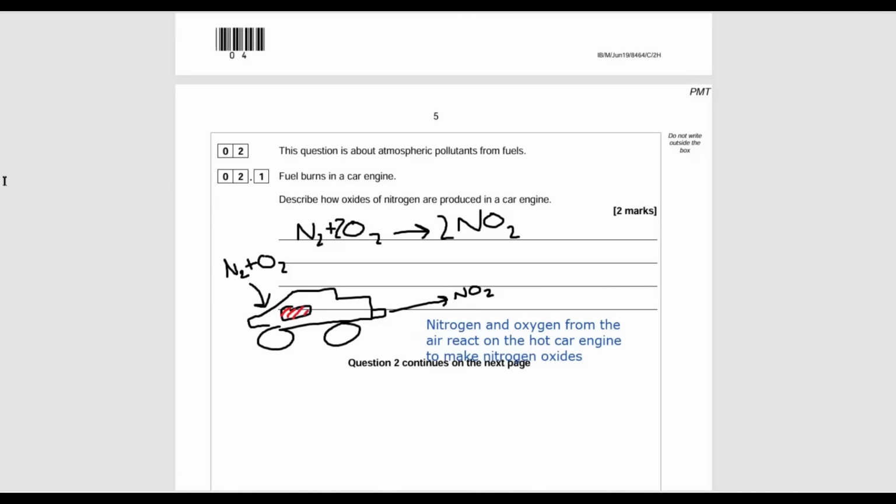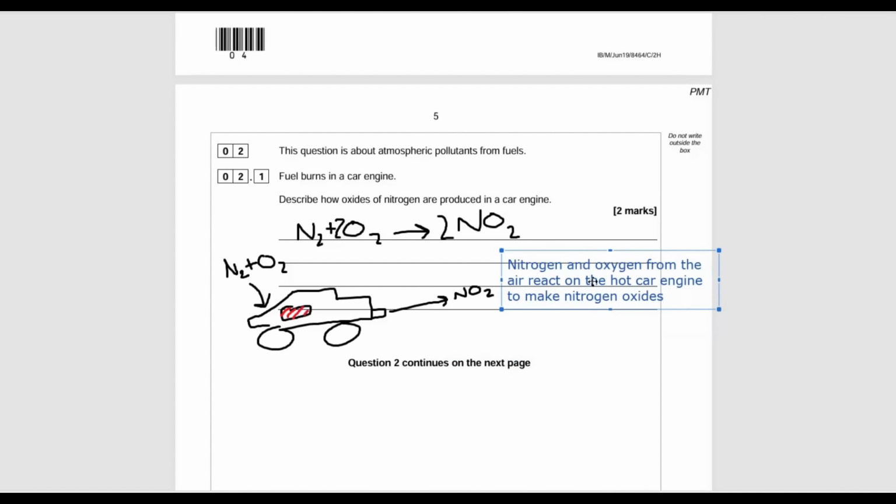Now, we could just say high temperatures rather than hot car engine. People might think that's a more technical term to use. But so nitrogen, oxygen, the key is that they're from the air and they react under high temperature. Okay, let's move on. Otherwise, we're going to be here all day doing this paper.